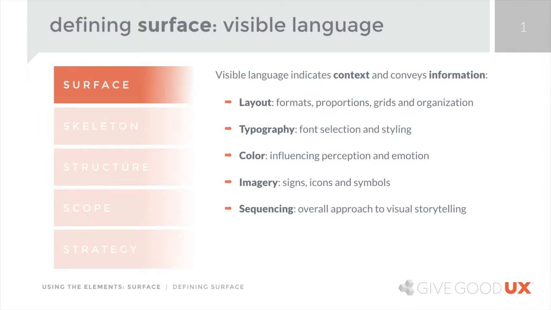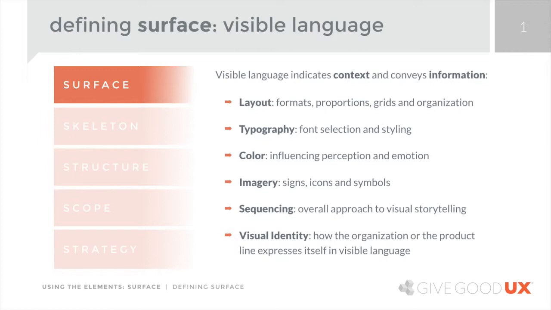Finally, we're addressing issues of visual identity. How does the organization or the product line express itself in this visible language? Okay, what does the brand say to us? Is it conservative and refined? Is it cutting edge and forward thinking? Is it wild and innovative? All the visual decisions, the graphic decisions that we make communicate those kinds of things. So we want to be very judicious about what we use and why we're using it. We want the fonts and colors and imagery that we use to be appropriate.